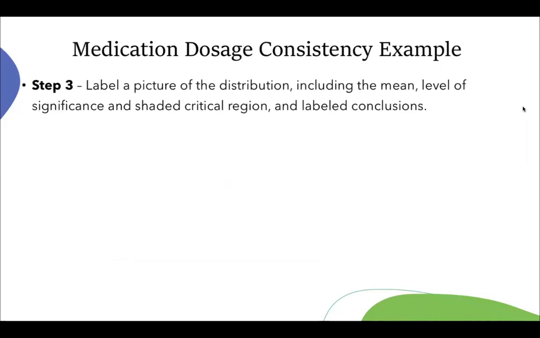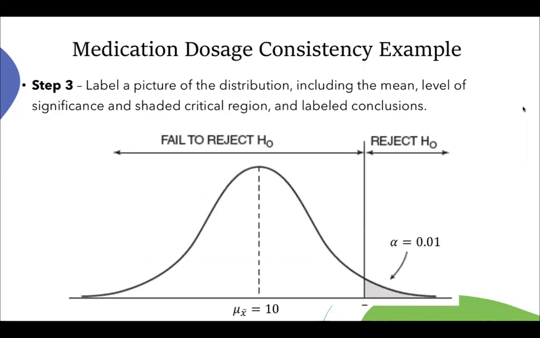Okay, let's build our picture, labeling the significant region, the critical region on the right-hand side, and the mean in the center. So 10 milligrams for the content in the pills is in the center, the mean of our sampling distribution. On the right-hand side, we shade the topmost 1% for the critical region.